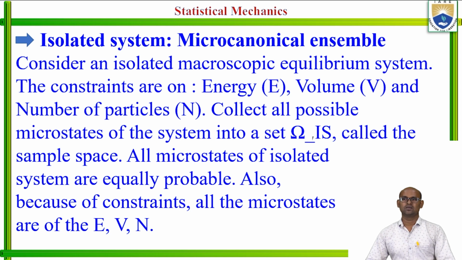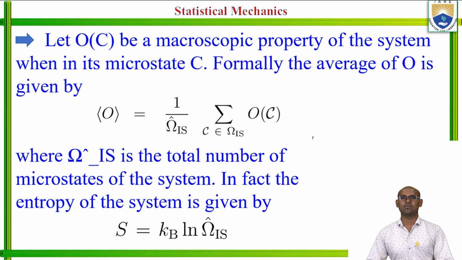Isolated system IS, and omega is the sample space. So we are going to collect all the possible microstates into this sample space omega IS. All microstates of an isolated system are equally probable. Because of the constraints, all the microstates have the same energy, the same volume and the same number of particles. That is the reason why all the microstates are equally probable.